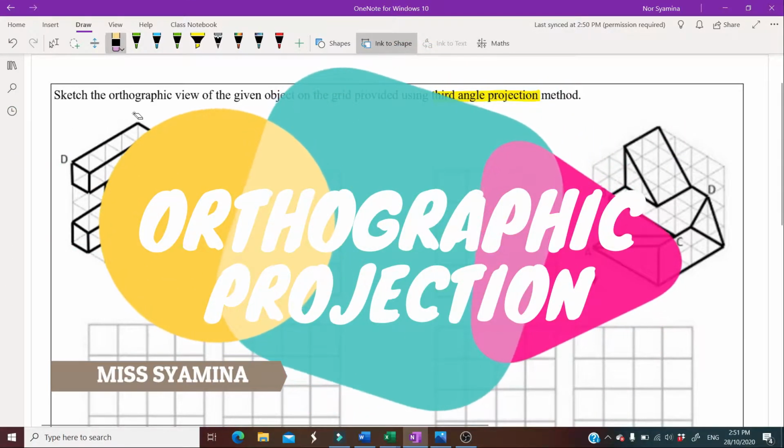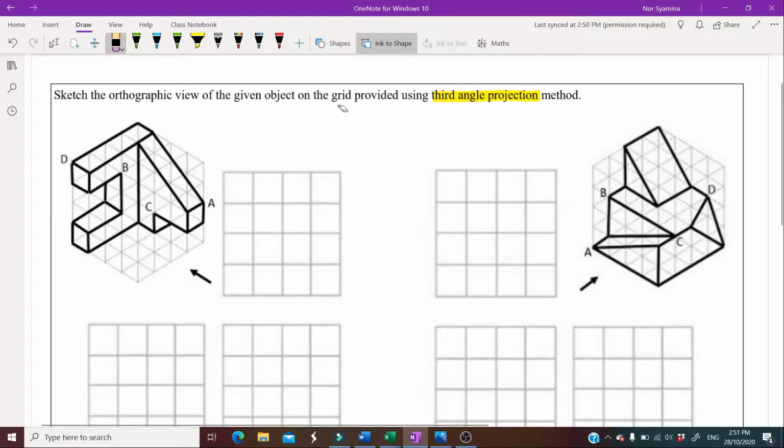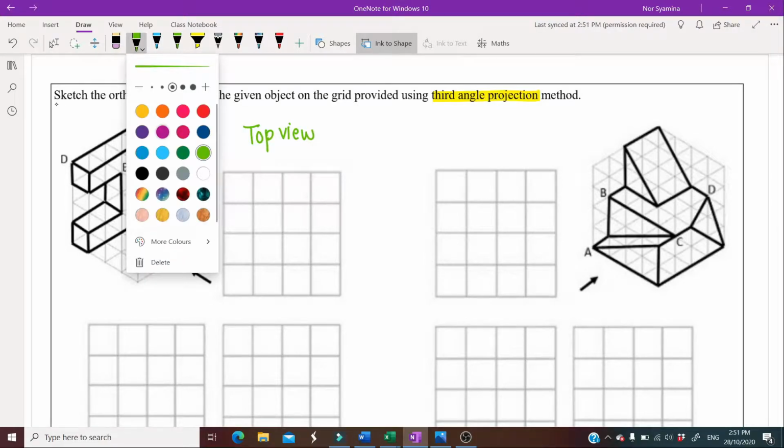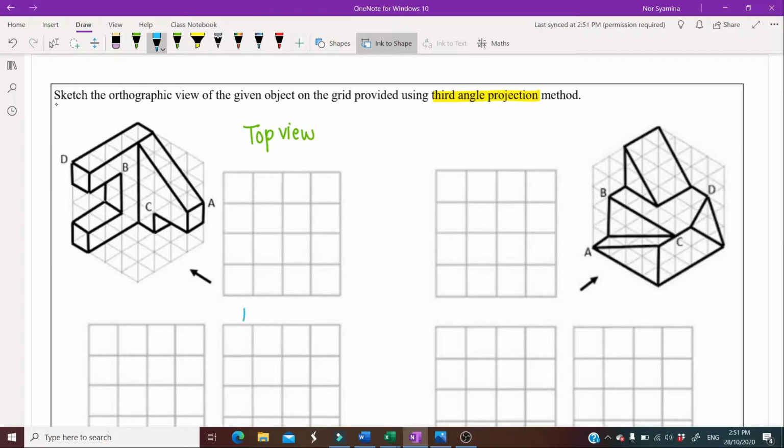Okay, we're going to sketch the orthographic view of the given object on the grid provided using the third angle projection. So for third angle projection, please be reminded that this would be your top view. This would be your front view. And this is going to be your side view.